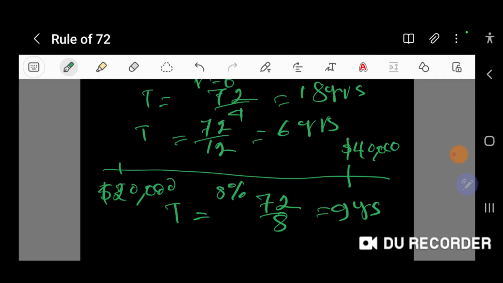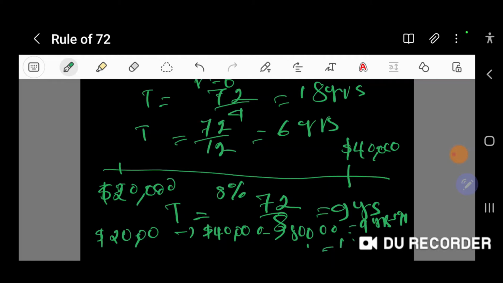If I want to reinvest the $40,000 down the line, it will take another 9 years. So all in all, your money will go from $20,000 to $40,000 to $80,000 in 9 years plus another 9 years, 18 years. At that time, I think your children will be going to college. So you can figure out that if you can earn this interest rate, your money is going to become 4 times higher. So you can estimate.